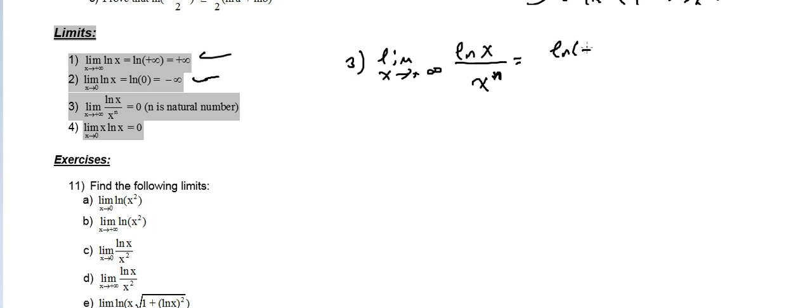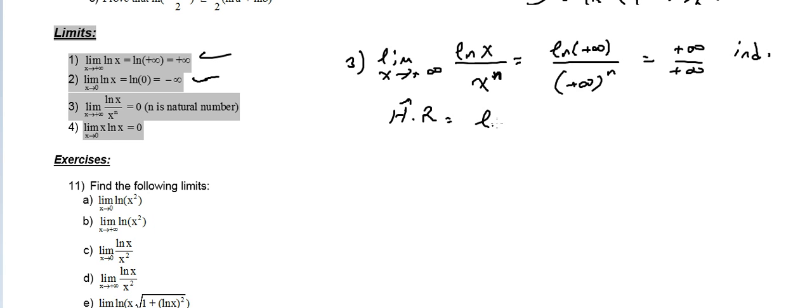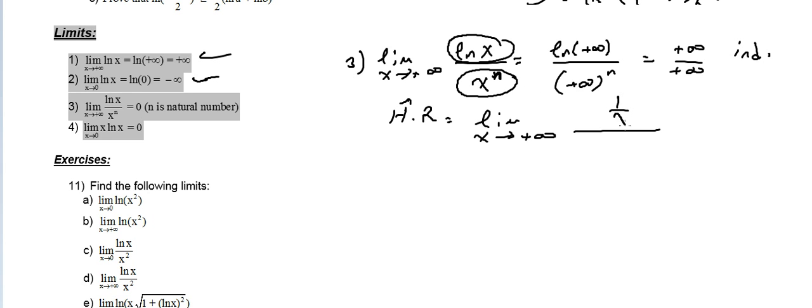Because it's simply ln plus infinity over plus infinity, instead of x to the power n. This is infinity over infinity, and infinity over infinity is what? It's an indeterminate form. And when we have an indeterminate form, we can use L'Hopital's rule. L'Hopital's rule gives the same limit, but we derive not the function; we derive the numerator alone over the denominator alone. What is the derivative of ln x? It's simply 1 over x. And what is the derivative of x power n? It's n x to the power n minus 1.